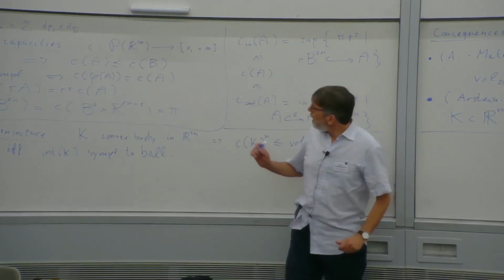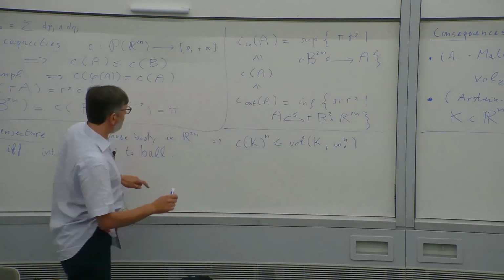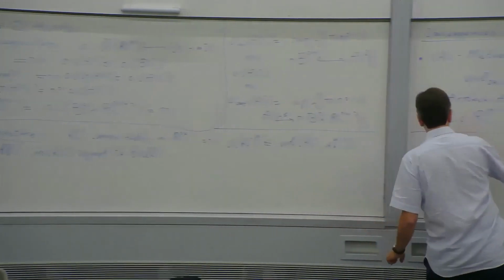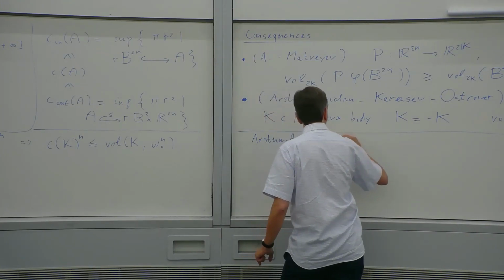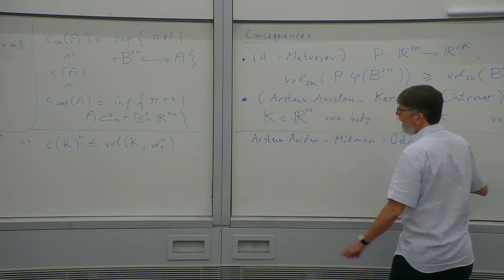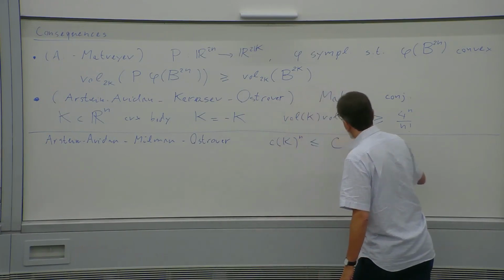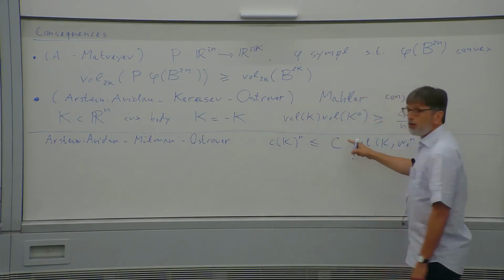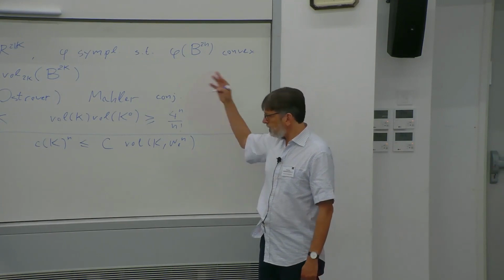And what is known about this conjecture? As I said, not much. What is known is that there is an inequality, not with the optimal constant 1. Again, Abbondandolo, Vitaly Milman, and Ostrover proved a bound of the form capacity to the n is less or equal than some constant times volume of K, where the important thing is that this constant does not depend on the dimension. So the Viterbo conjecture is asymptotically true.